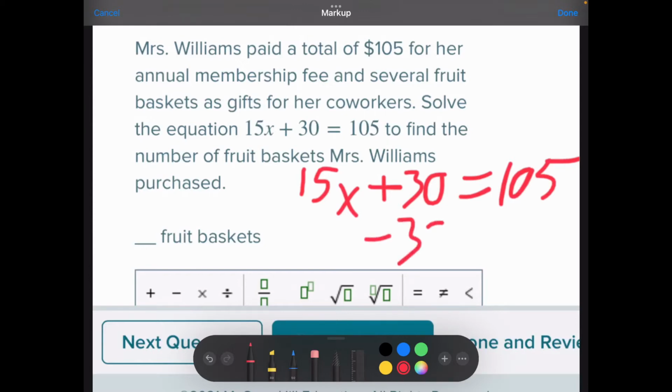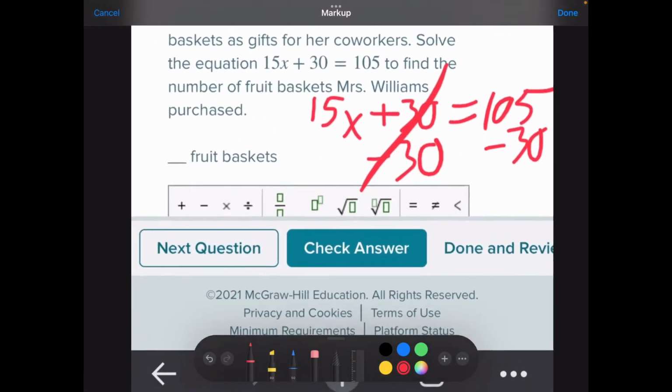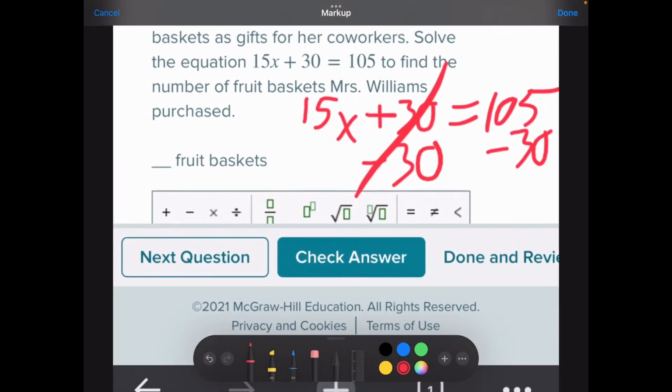So I'm going to subtract 30 from there, right? I need to do the opposite thing. I think I touched all this in the last video, so we should be pretty okay with doing this. So what's 105 minus 30? That's going to be, oh Lord, the pressure's on. 75. I knew that all along. Then we have 15x, right? And then we have this 15x equals 75.